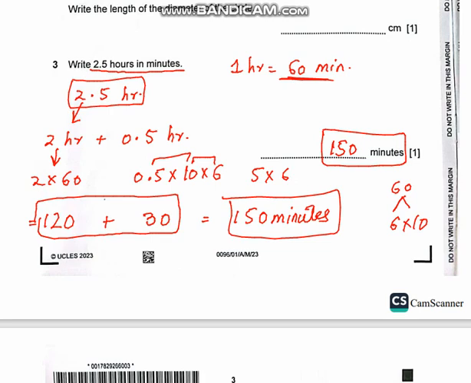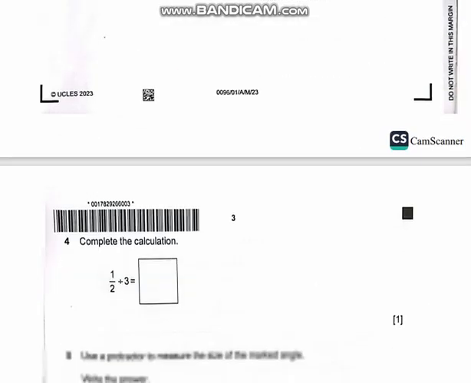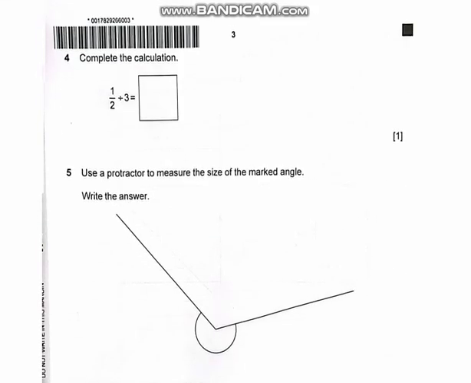Now let's move to question number 4. Complete the calculation. It is 1 by 2 divided by 3. So what you are going to do, 1 by 2 divided by 3.